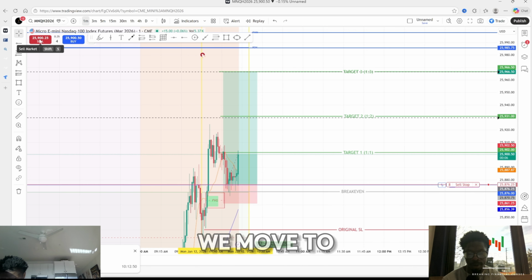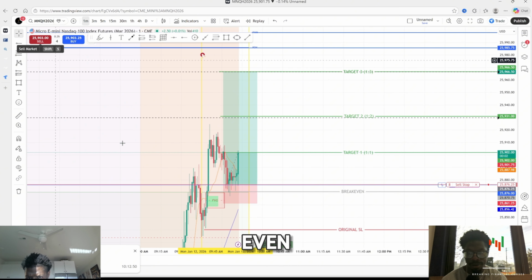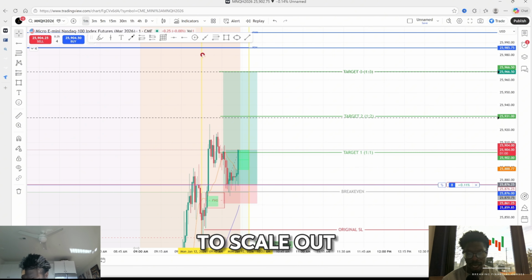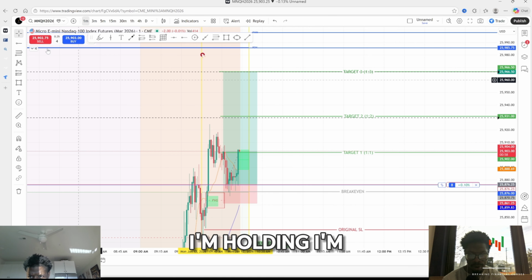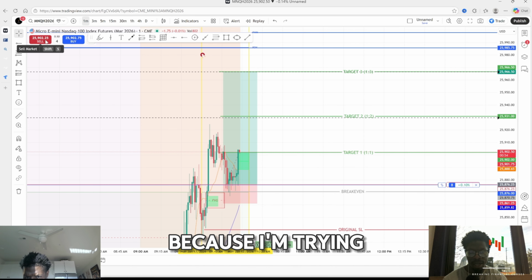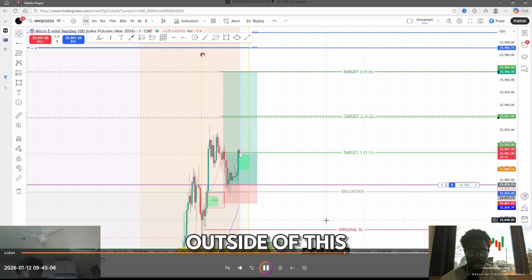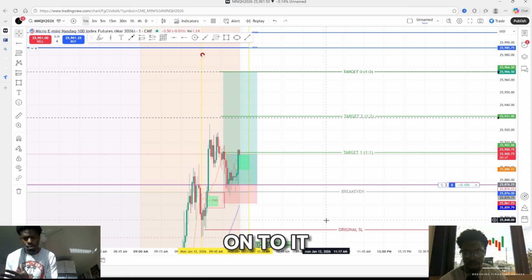Before we hit TP1, we moved to break even, but we were oversized, so I get why. Right now we're at break even, and let's see, do I choose to scale out or not? I'm still holding heavy. I'm still holding hot right now because I'm trying to see is price going to give us some more delivery outside of this bullish fair value gap. So I'll hold on to it.